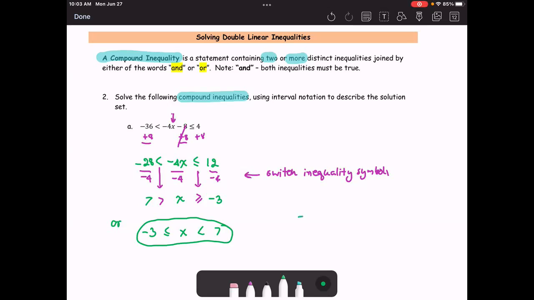Then when we write in interval notation, it might be convenient to look at the graph and transfer from the graph to the interval notation. Negative 3 is on the left of the value 7, including negative 3, not including 7. So in interval notation, we have the square bracket on the left side with negative 3, and then an open parenthesis on the right with the 7, as the interval notation form to represent the solution set of this inequality problem.